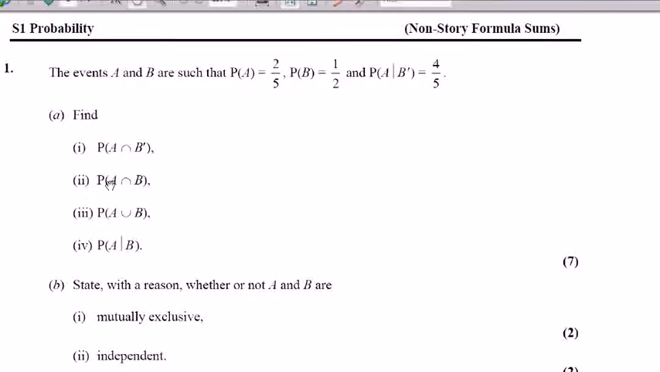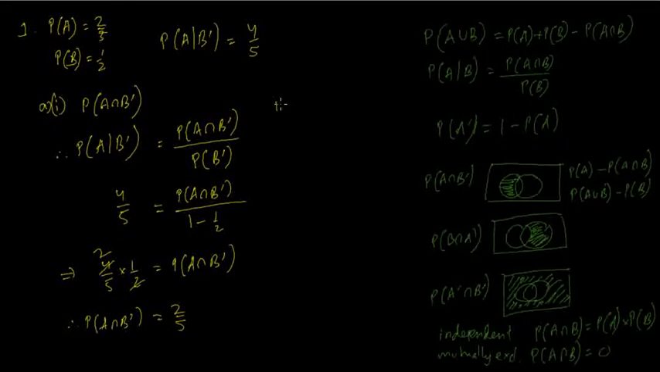The next one is find the probability of A intersection B. In the previous sum we found probability of A intersection B prime, which is 2 by 5. So A intersection B prime is this portion. This is what we found. Now remember, we can use the formula if it is union or if it is conditional. These are the two formulas that we can use. So for A intersection B, we have to take the help of the previous sum. In the previous sum we found A intersection B prime, and A intersection B prime refers to the Venn diagram.